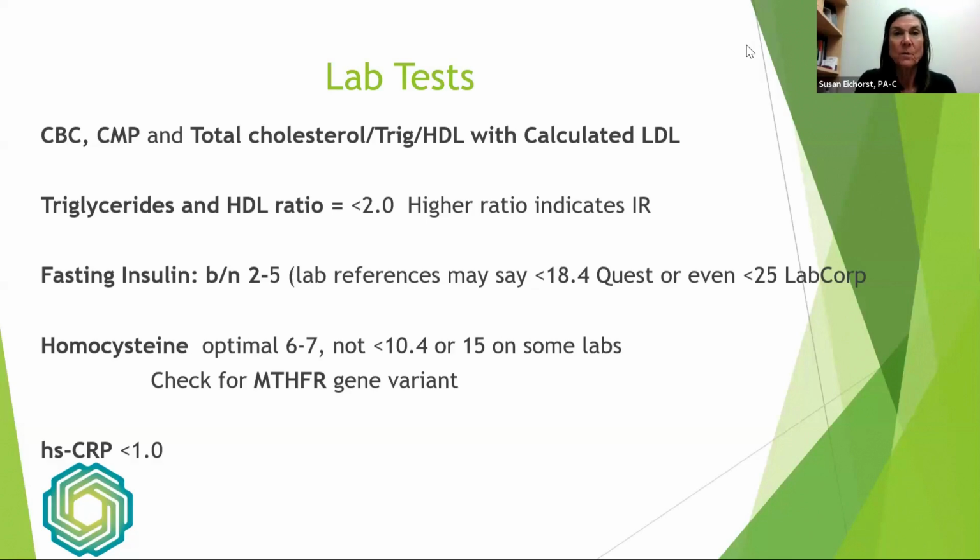not these ridiculously high levels that Quest and LabCorp will post. Homocysteine, you want much lower than the reported labs, more like 6 or 7, not 10.4 or 15 as some labs say. And when I do find a homocysteine level is elevated, I then look for the gene that's responsible for that, and that's the MTHFR gene. Different webinar, but we'll go into that somewhere else. And then we also like to look at a high sensitivity CRP, a marker for inflammation, and you want that lab test less than 1.